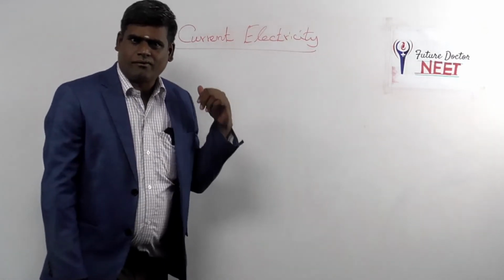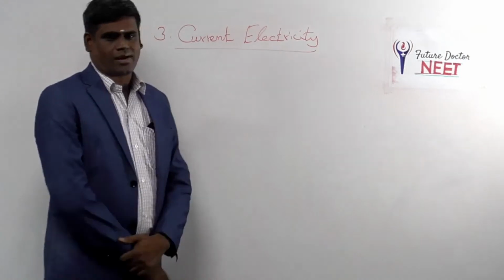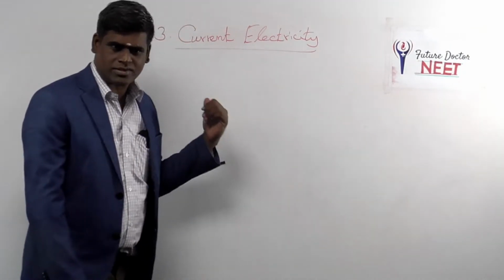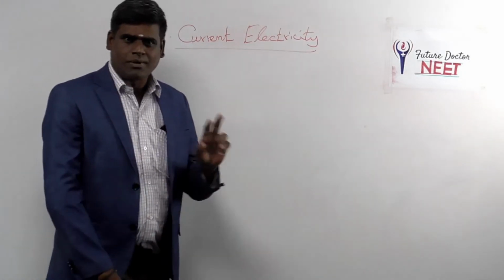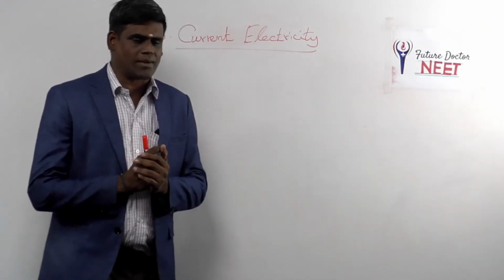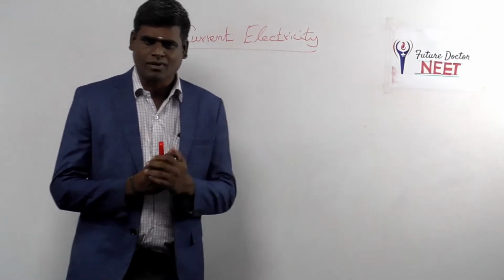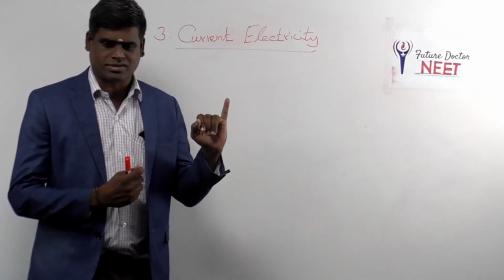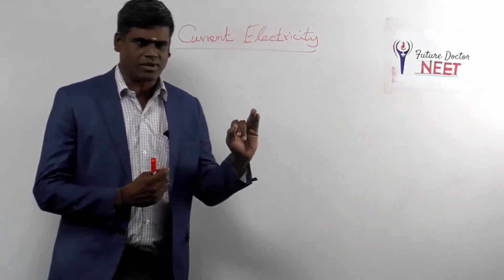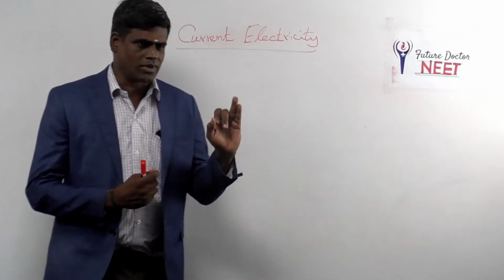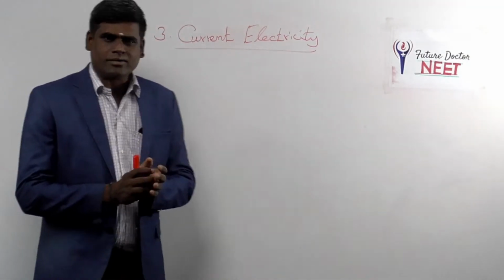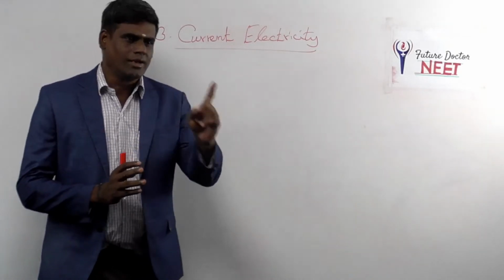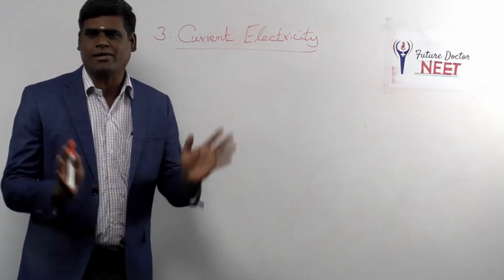Topic today we are going to discuss is current electricity. This is from chapter 3, 12th standard. Previously we have discussed two chapters. Chapter 1 is electric field and charges. Second chapter, electrostatic potential and capacitance. These two chapters are combinedly called one unit, that is electrostatics or static electricity.